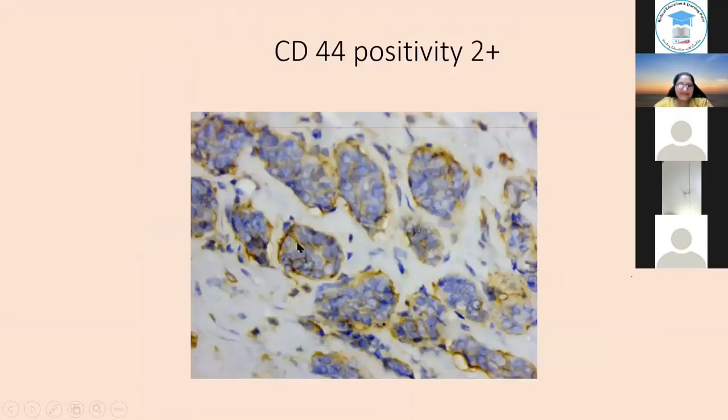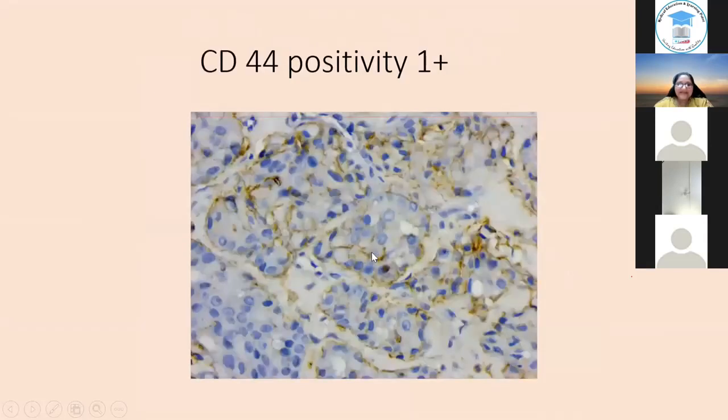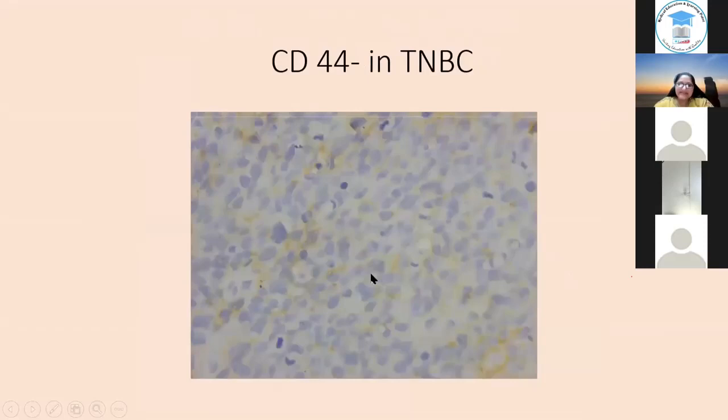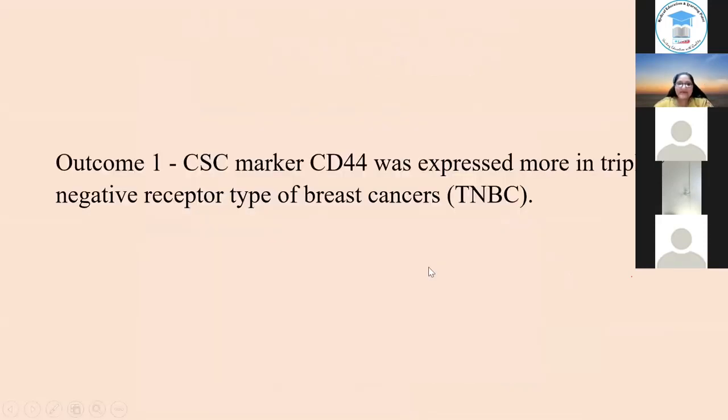Here also we can still outline the membranous cells. This is 1 plus positivity, faint, weak to moderate, and this is negativity. We can just see the DAB, but no outlines are visible in these cells. Okay. So the first outcome of our study was that cancer stem cell marker CD44 was expressed more in triple negative breast cancers.